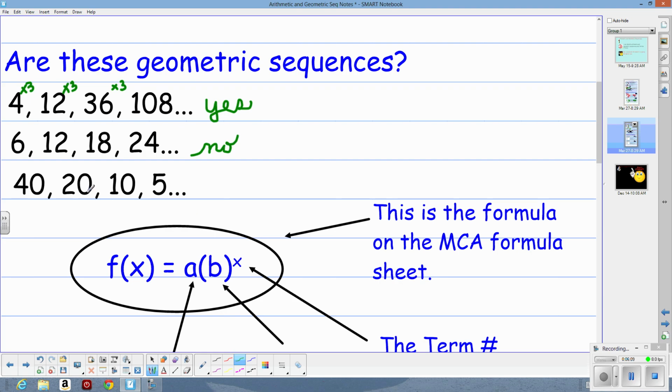Now from 40, 20, 10, 5, this one might be a little bit trickier to see, but this actually is a geometric sequence as well. You would multiply each one of these terms by a half. 40 times a half is 20, times a half is 10, times a half is 5. If you couldn't recognize that that was 1/2, you could have taken a term such as 20 and divided it by the one in front of it. 20 divided by 40 is 1/2, or 10 divided by 20, or 5 divided by 10, and you get 1/2 every time. So that one is a geometric sequence.